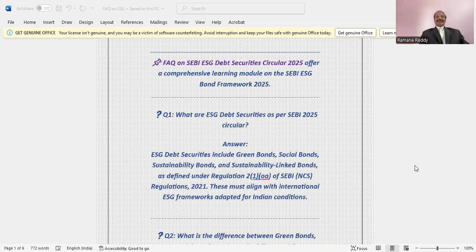So the first question: what are ESG debt securities as per the latest SEBI circular 2025? The answer is, ESG debt securities include green bonds, social bonds, sustainability bonds, and sustainability linked bonds, SLBs, as defined under Regulation 2(1)(OA) of the SEBI NCS Regulations 2021. NCS means non-convertible securities regulations. These bonds must align with the international ESG framework adopted for Indian conditions.